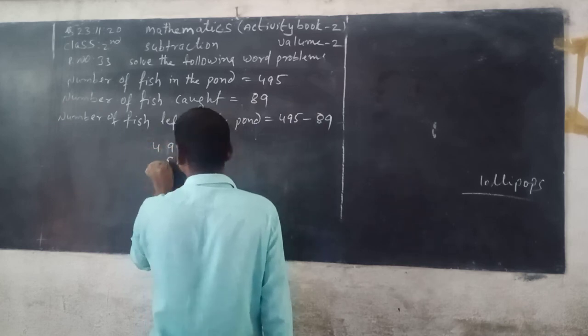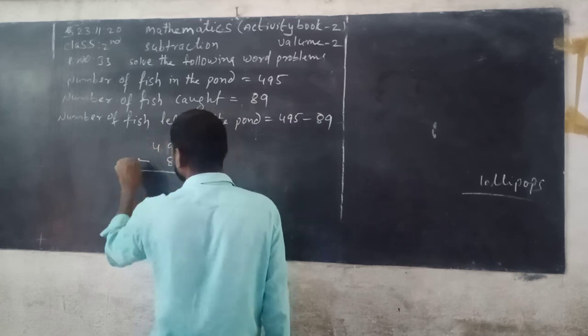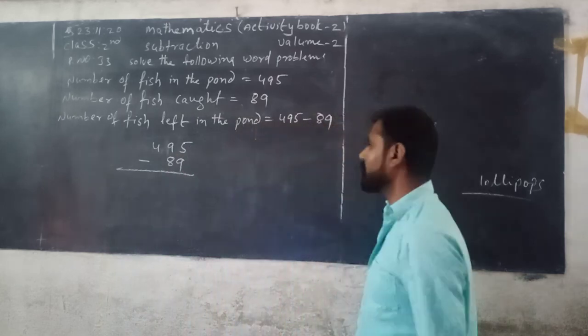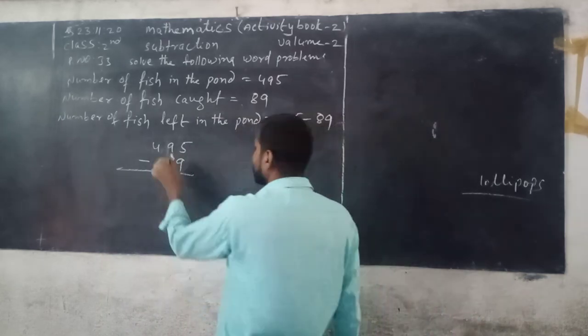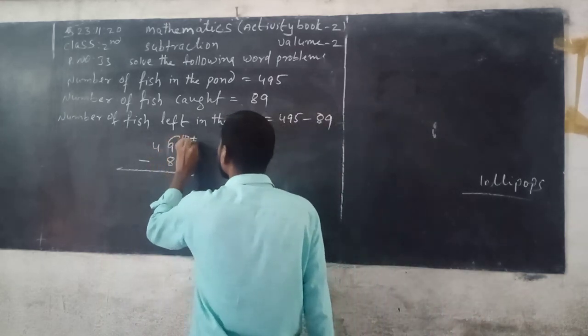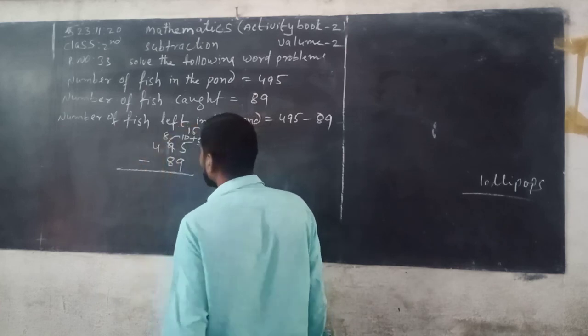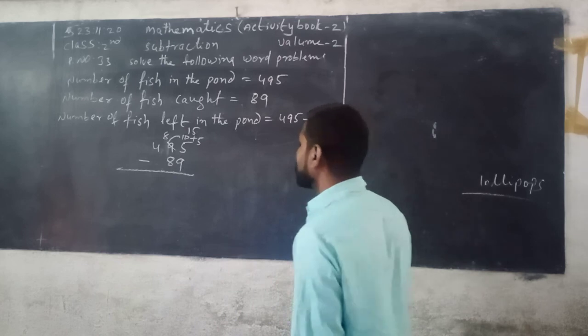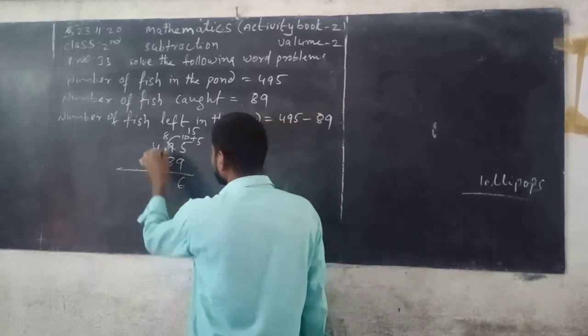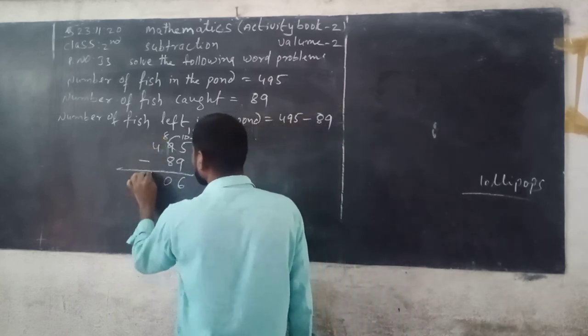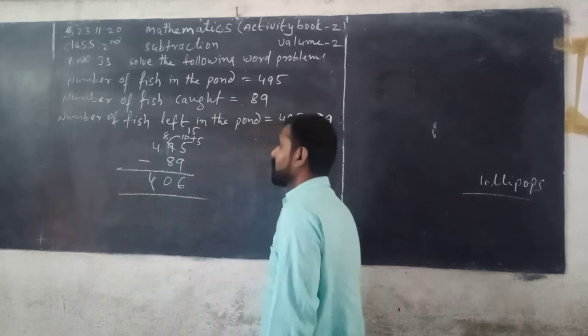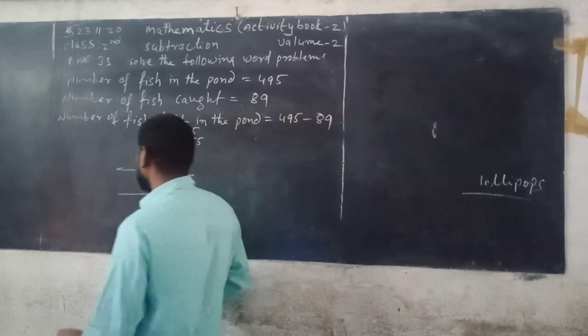495 minus 89. See here, 5 minus 9 possible, beta? Not possible. Take borrowing from 9, it can give 10. 10 is added to 5. 10 plus 5, you can get 15. 9, it can lose 1. 9 becomes 8. 15 minus 9, you can get 6. Now next 8 minus 8, 0. So 4, as it is write down. Number of fish left in the pond.